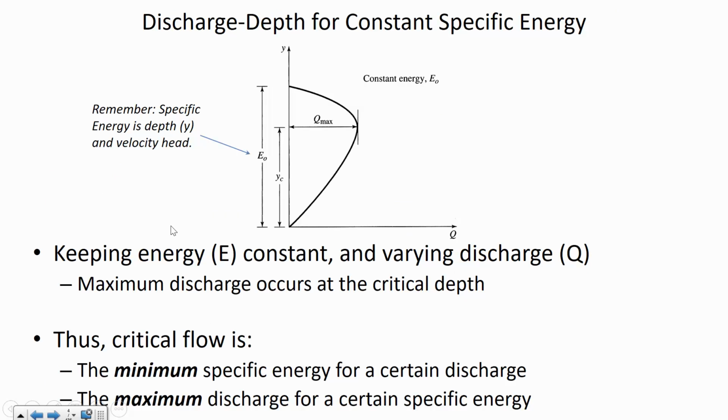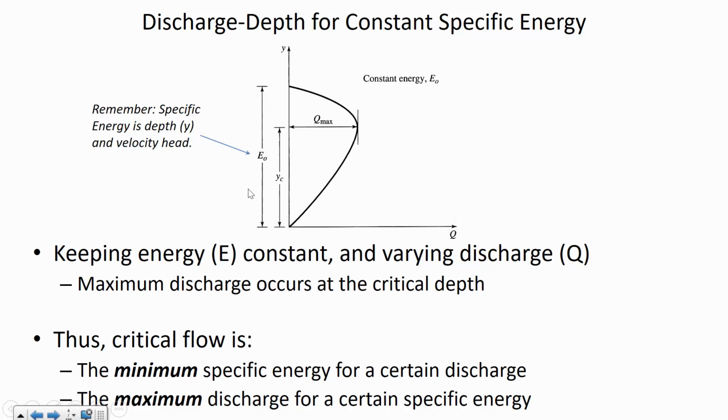But the other way of looking at it is if you have a certain amount of energy available, then you can maximize discharge when the flow is at critical conditions. So critical flow corresponds to the maximum discharge for a certain specific energy.